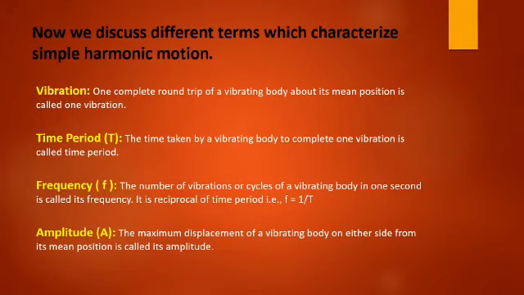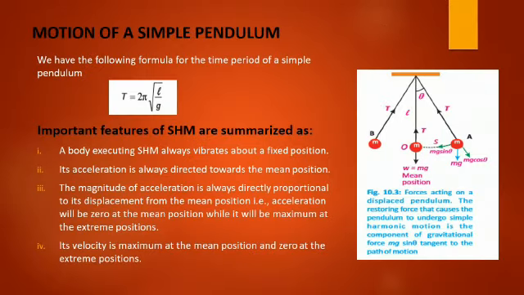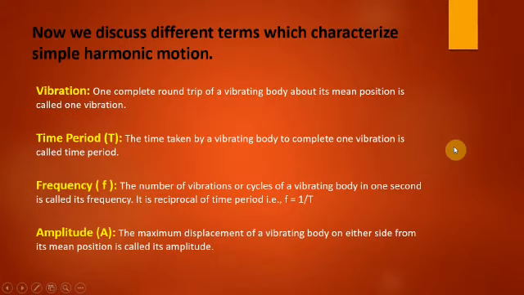Now students, we are going to discuss some terms which are related to vibratory motion, or we can say simple harmonic motion. So the very first is vibration. It says one complete round trip of a vibrating body about its mean position. What is complete round trip? When we release that object from here, it comes to the next extreme position and comes back to its initial position again. It is called its one round trip. So this one round trip from here to here and then to the original position again, it will be called one round trip, which we say a vibration.